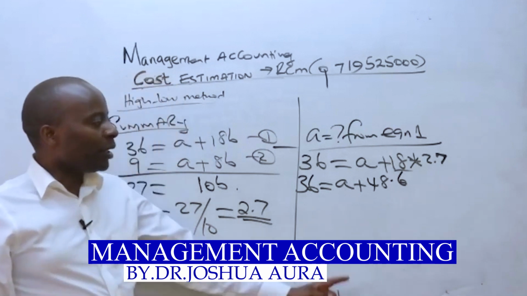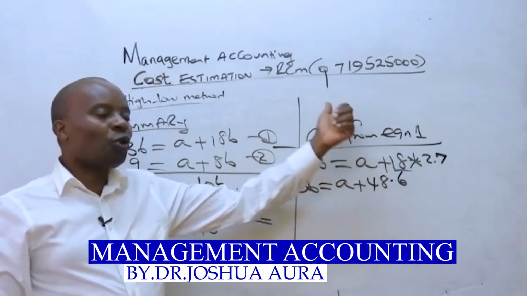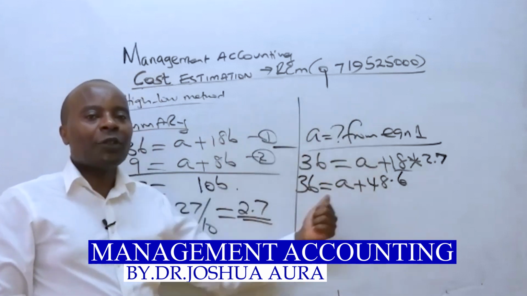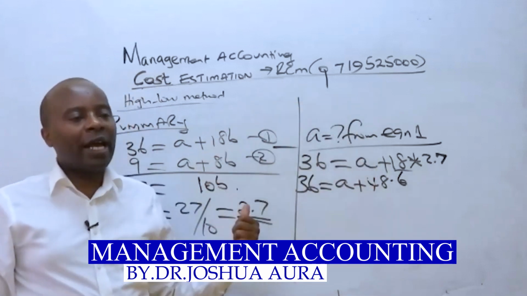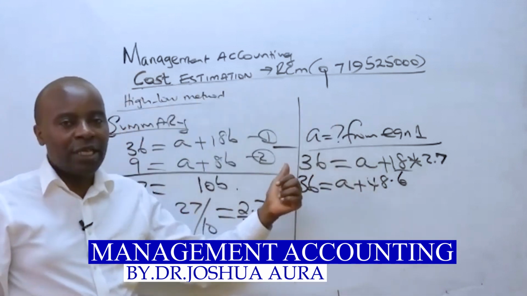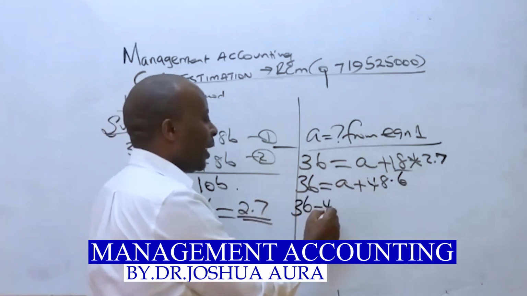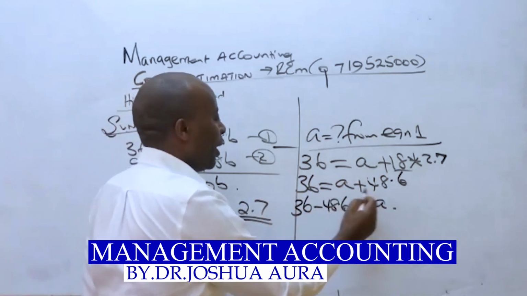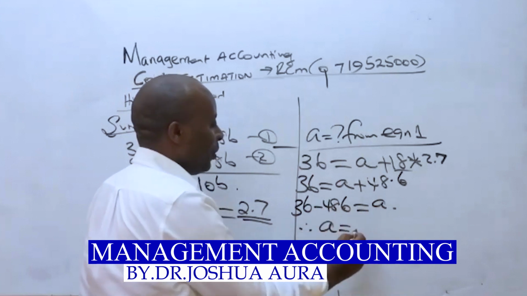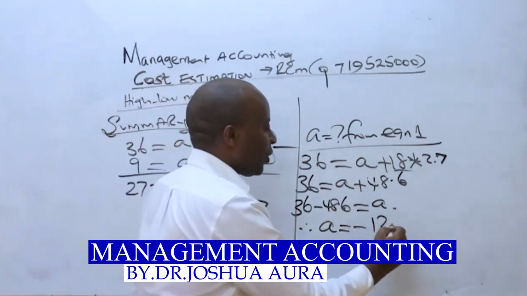Remember that I would want to put like terms together, constants together. So this constant has got to fly over. Once it flies over an equal sign, we expect to see a negative there. Sign has to change. So this will be 36 minus 48.6 equals A. So A will be equal to negative what? 12.6. Thank you very much.